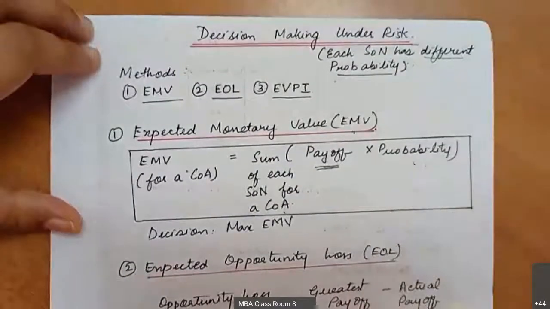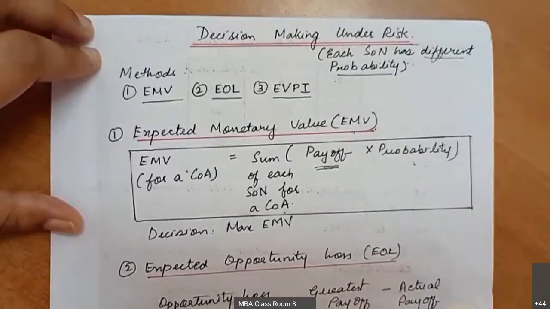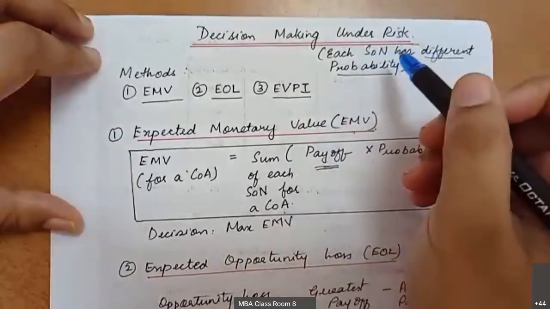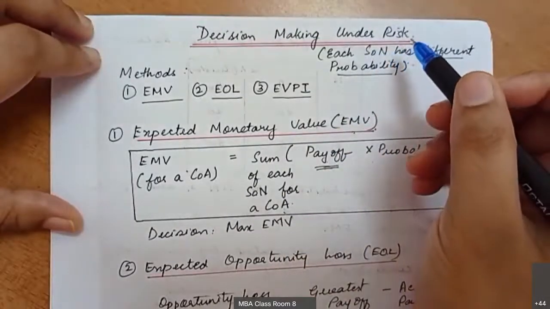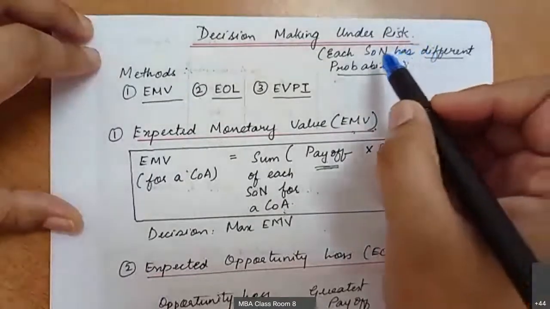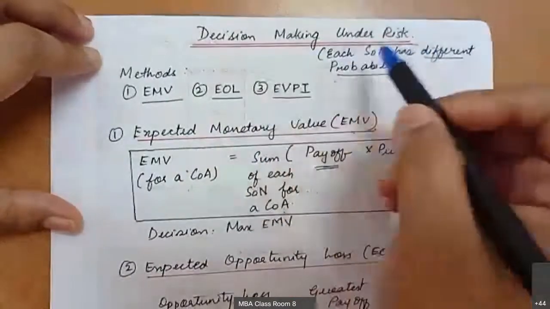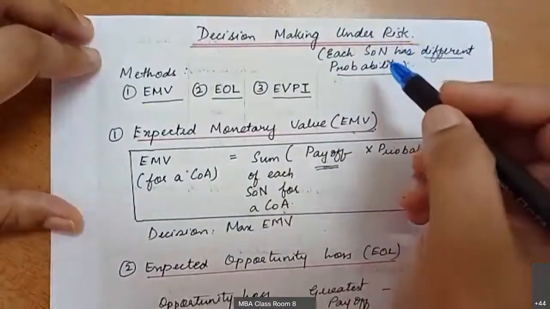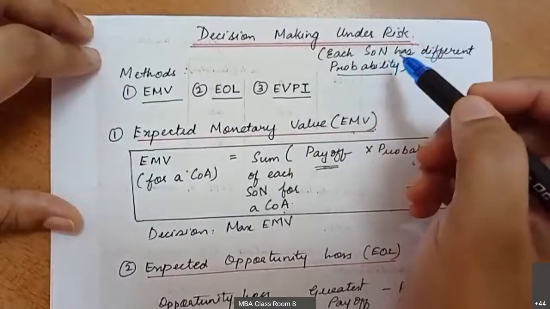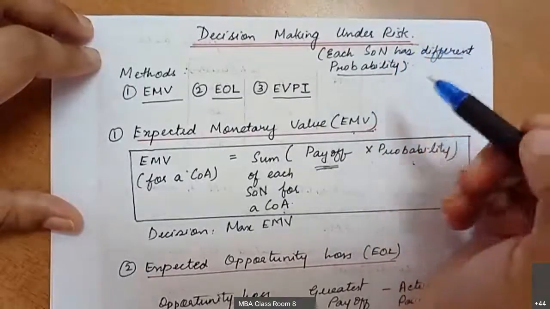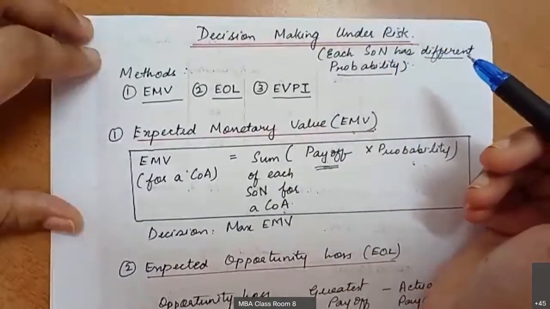So in the last class, we were discussing decision making under risk. We have already seen decision making under uncertainty, and we have seen the problems under that. So in today's class, we'll recap what we saw in the last class, which is decision making under risk. We saw what a course of action is, what a state of nature is. I'll just repeat it and give a recap of that.